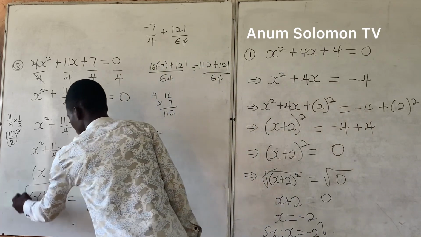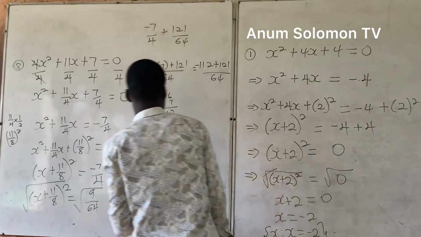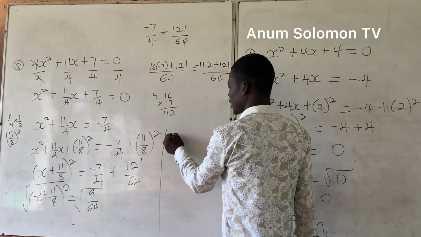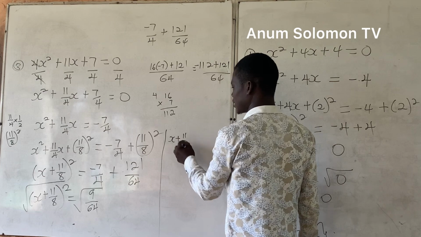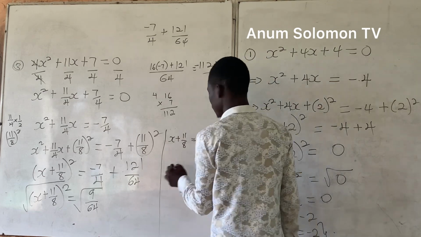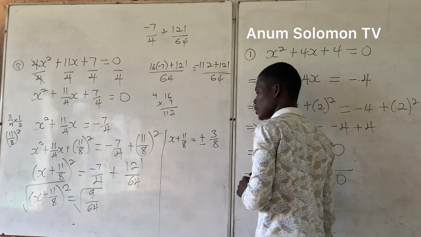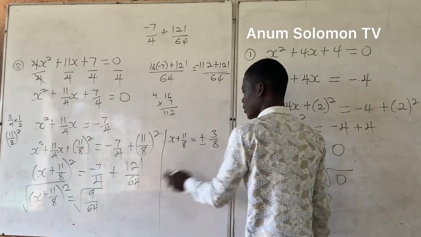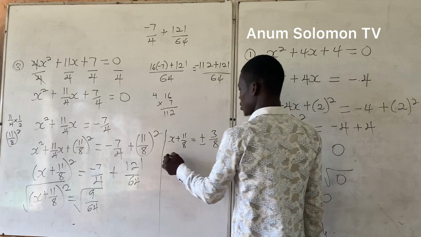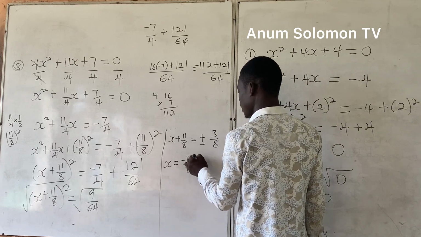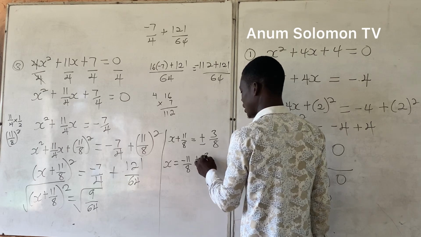So now let's take square root on both sides. So when you take square root on both sides, we are going to get s plus 11 on 8 is equal to plus or minus 3 over 8. That's root of 9 is 3. Root of 64 is 8. So we have s is equal to minus 11 over 8 plus or minus 3 over 8.